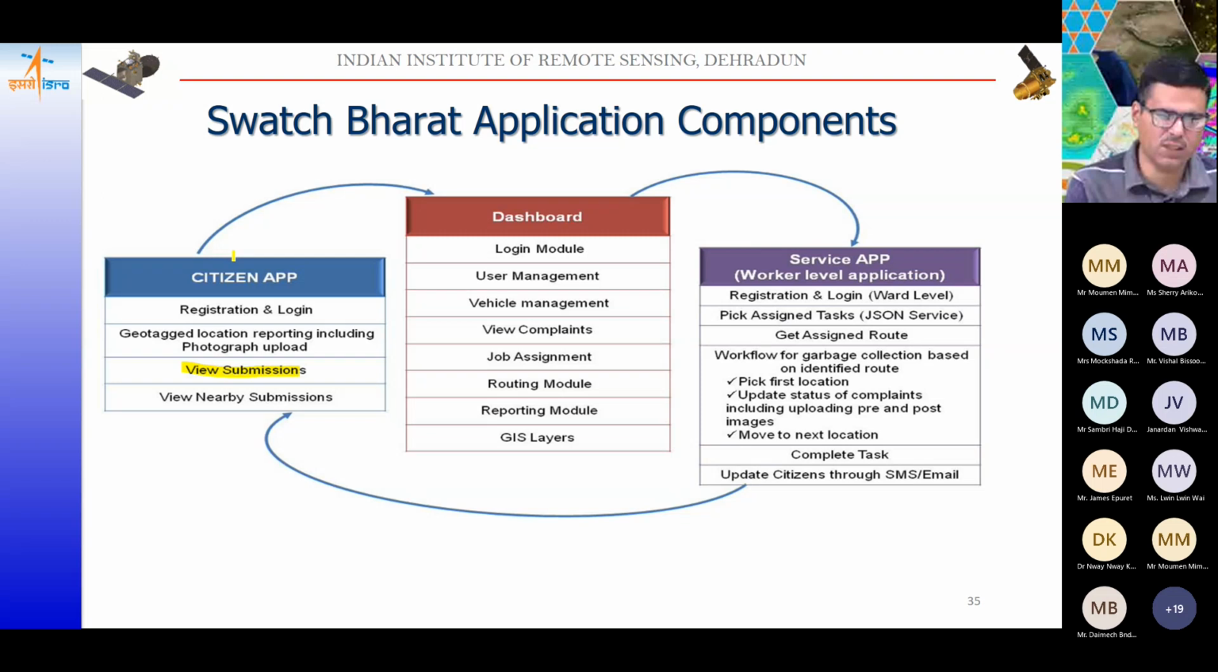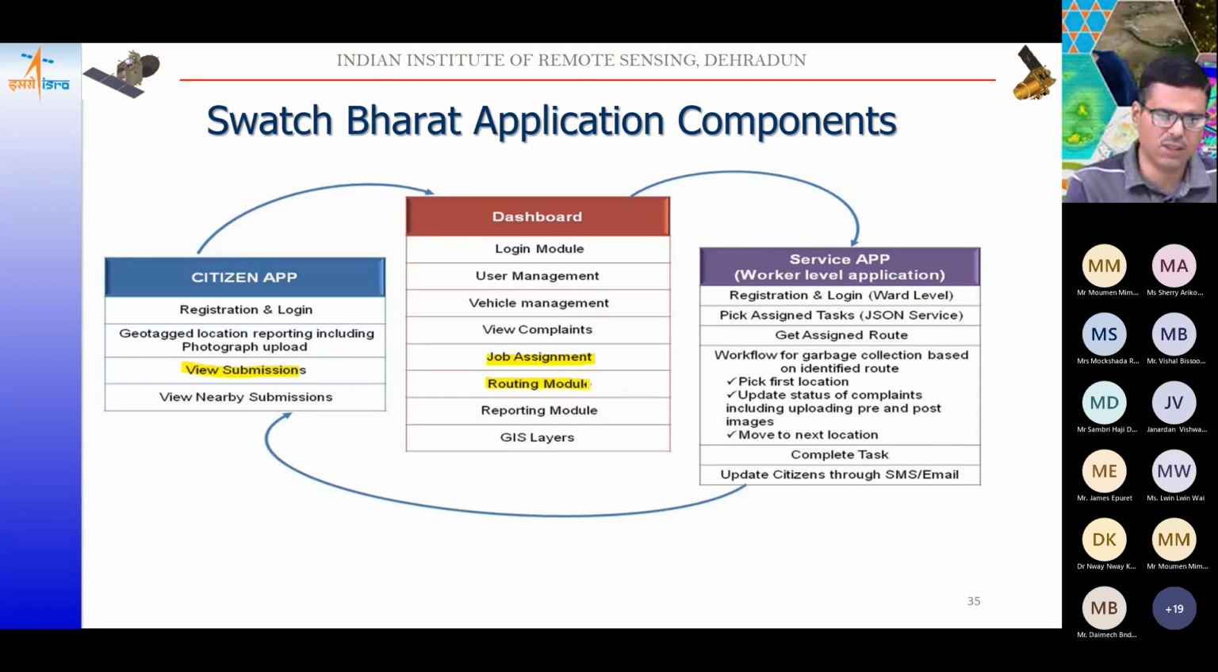Once the registration is done and the people start complaining about the garbage sites, it comes to the dashboard, wherein different modules were created like login module, user management, vehicle management, complaints assignment, visualization, routing, and reporting, with various GIS layers also integrated. In this dashboard, one can monitor the overall situation along with the various ward levels, how many complaints are coming, along with assignment of the job to the cleaner, and also deciding on the route that he should follow in order to complete that task.